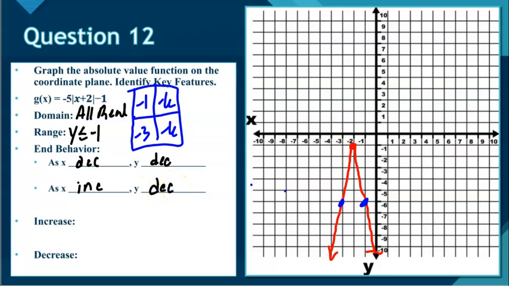And then the increase-decrease part, everything is all based on the axis of symmetry. So from this point, the x-coordinate of the vertex, it's increasing, going up from left to right, when x is less than negative 2, and it's going downward when x is greater than negative 2. So those are questions you can use to review for Module 3, Linear and Absolute Value Functions.